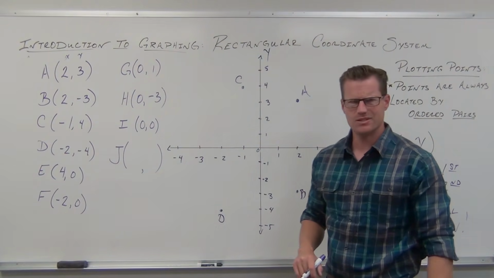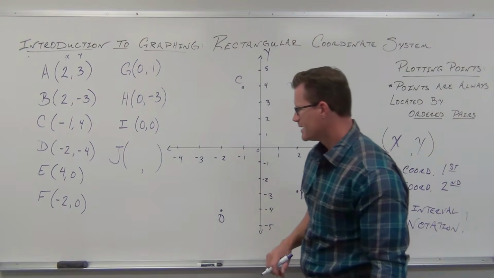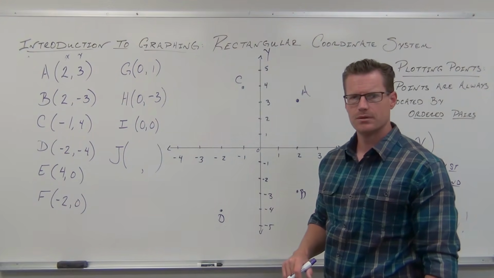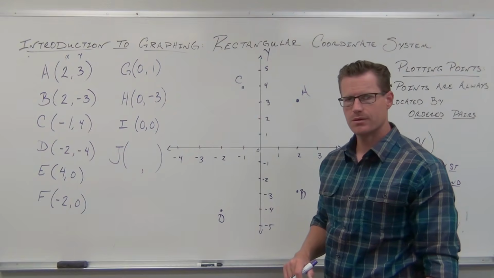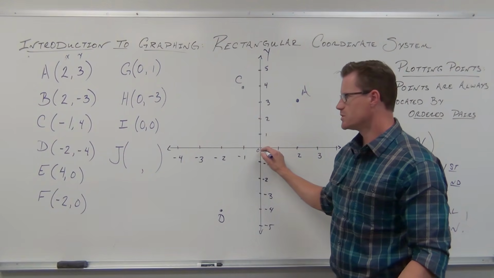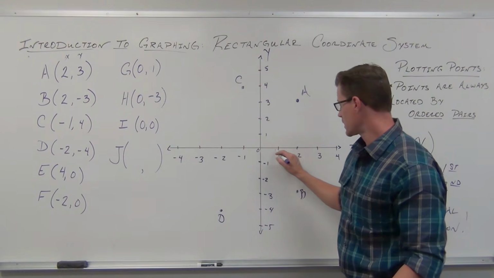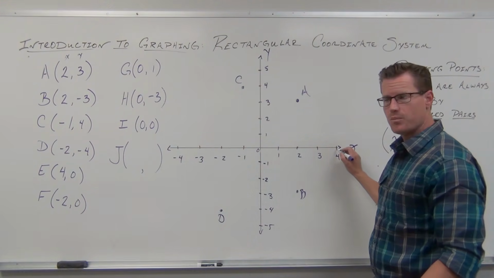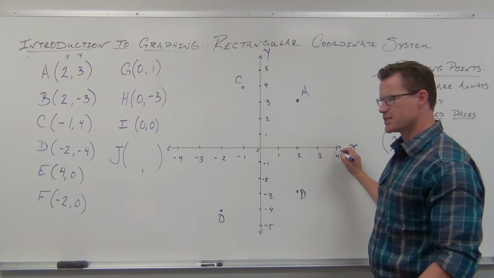How about E? E is a weird one. What the heck? E says, what's your x value? What's your y value? So E says, I want you to go to the x value of 4. Got it. Nailed it. But then I want you to go to the y value of 0.